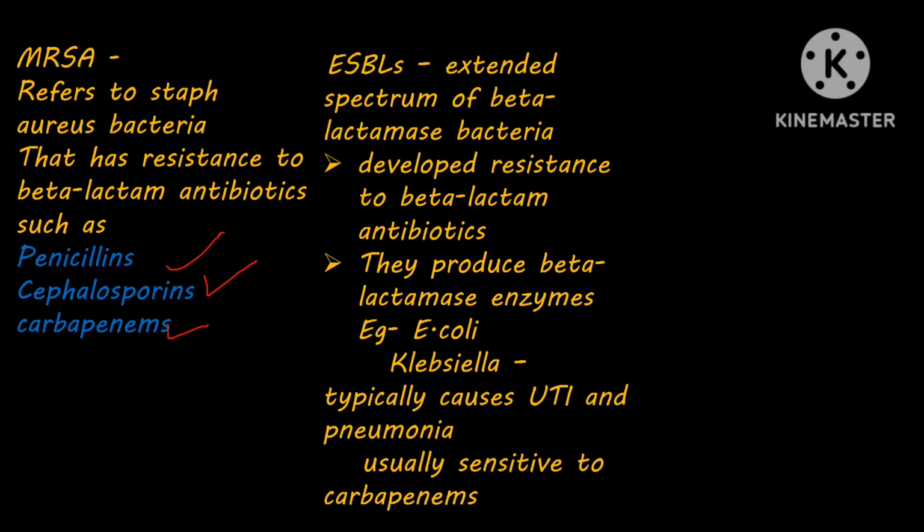And next one, ESBL bacteria, extended spectrum beta lactamase bacteria. This type of bacteria develops resistance toward beta lactam antibiotics by producing beta lactamase enzymes. The most common bacteria which come under ESBL are first Escherichia coli, next Klebsiella. This type of bacteria typically causes UTI or pneumonia, and they are usually sensitive towards carbapenems like ertapenem, meropenem and imipenem.